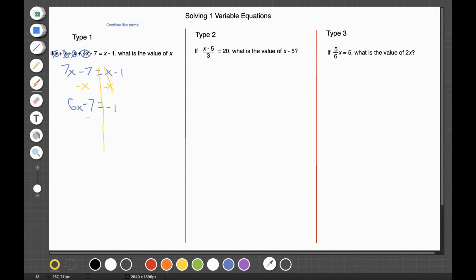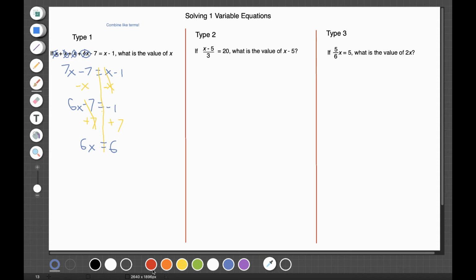Cool. I think most of us saw the first thing we need to do is add 7. Remember, if you have addition or subtraction over here, the first thing you need to do is get rid of the addition or subtraction. Negative 7 plus 7, again, gives me 0. It cancels it out. So we have negative 1 plus 7. Well, that equals 6. And we're still left with 6x.